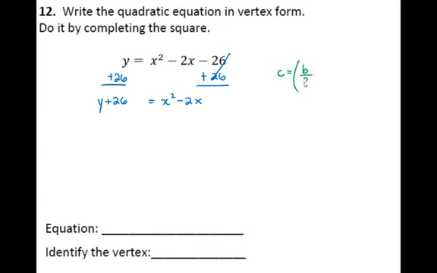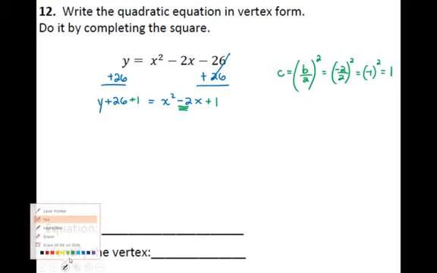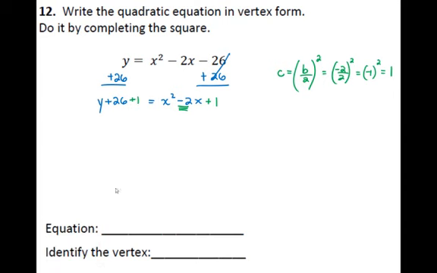That number we're going to obtain by doing b divided by 2 squared, where b is negative 2. Negative 2 divided by 2 is negative 1, and negative 1 to the second power is 1. So we're going to add 1 to each side of the equation. So y plus 27 equals, this is now a perfect square trinomial.